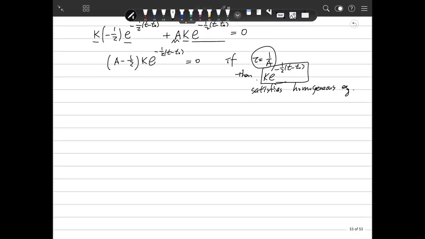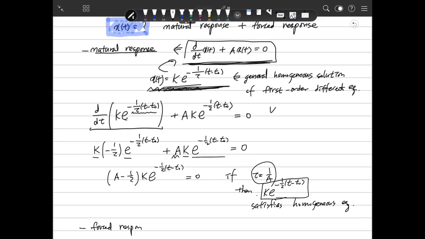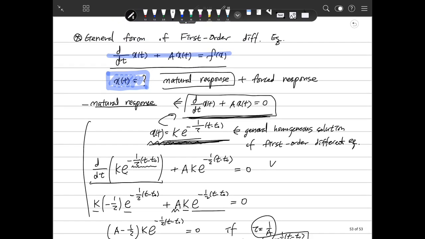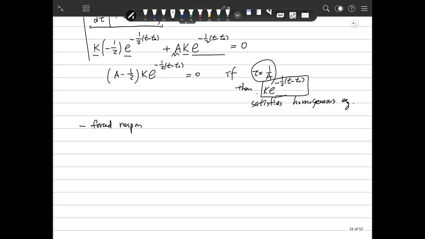Then what should we do next? We need to know the first-order response. Based on here, we get the general form of that. The general form is K exponential of minus 1 over tau times (t minus t0). And the forced response, we will deal with it later, maybe in the last part of this chapter.